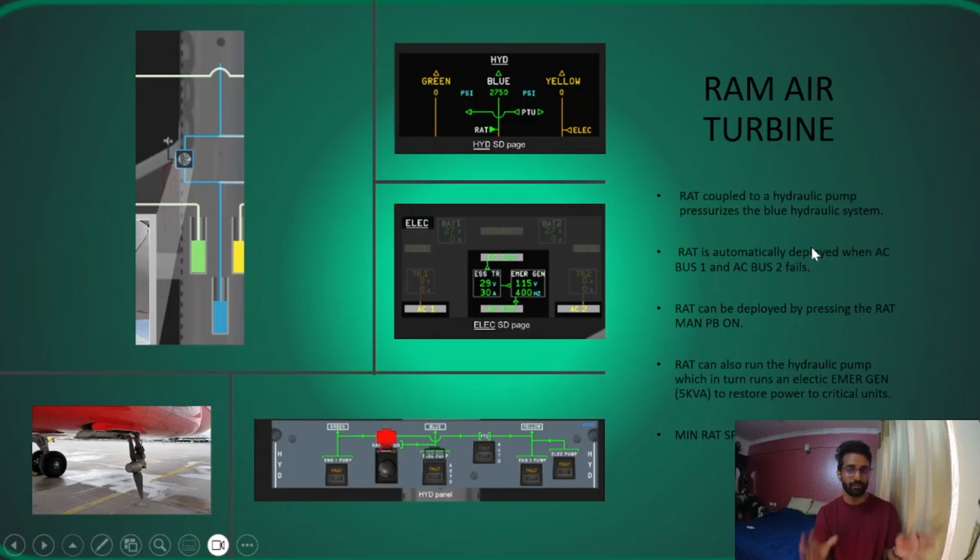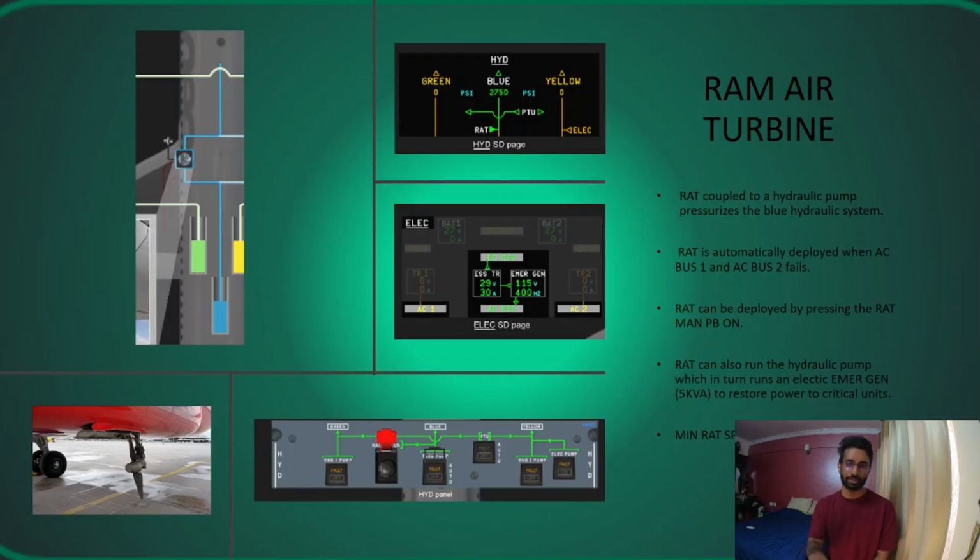We talked about it. RAT is automatically deployed, right? It deploys automatically when you lose power, or you can manually select it. How do we manually select it? This is your overhead panel. You will see a red switch which is closed and guarded. A red switch closed and guarded indicates that it's an irreversible action. You should confirm with the other cockpit crew before operating those switches. The computer will tell you when you need to operate those switches. Confirm, RAT, open, and then press the button. It will deploy the RAT. Once it's deployed, you cannot retract it. It will stay deployed.